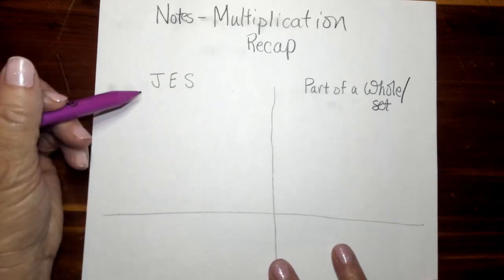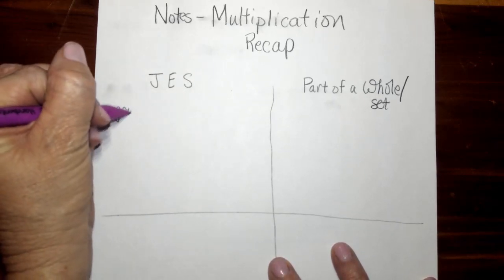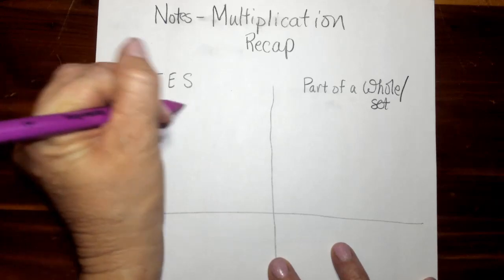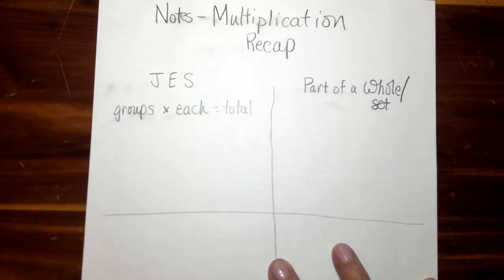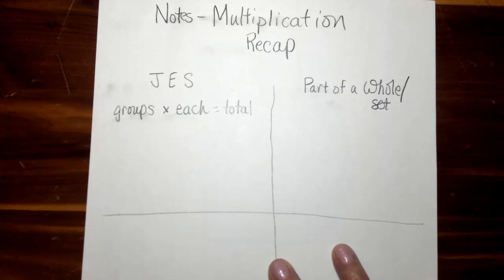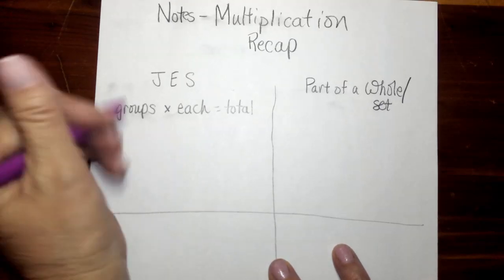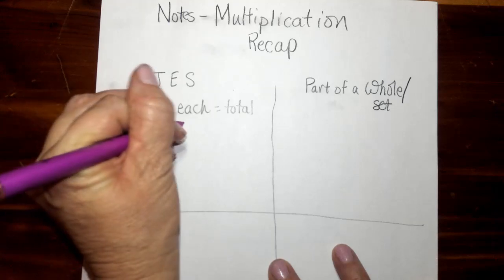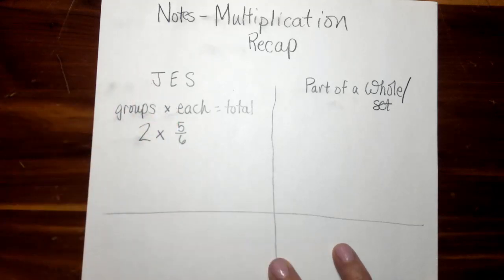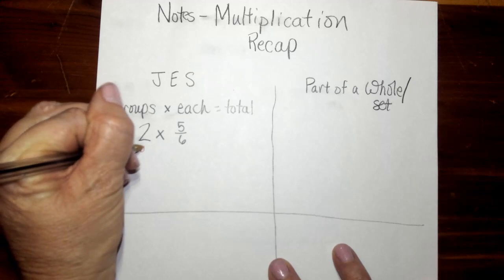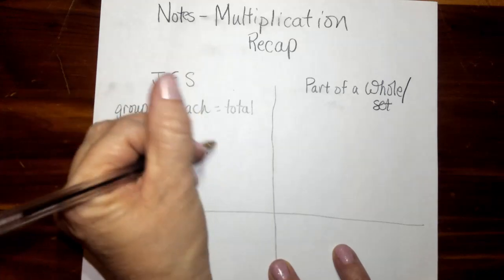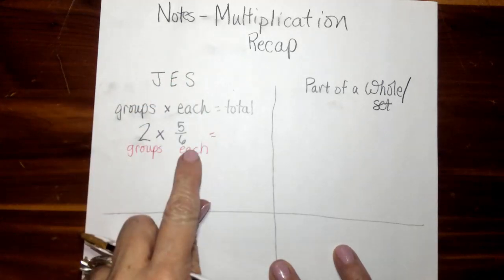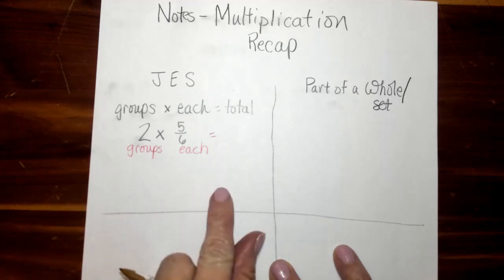So when we're talking about joining equal sets, we're talking about groups times each, and that will give us our total. So if you'll write that out, that'd be great. And the next thing that we're going to write out is our problem, 2 times 5/6. And what that means when we break this down is 2 groups of 5/6 each. So if I wanted to solve this, not only can I do the math part, but I should be able to use a picture to get my example.